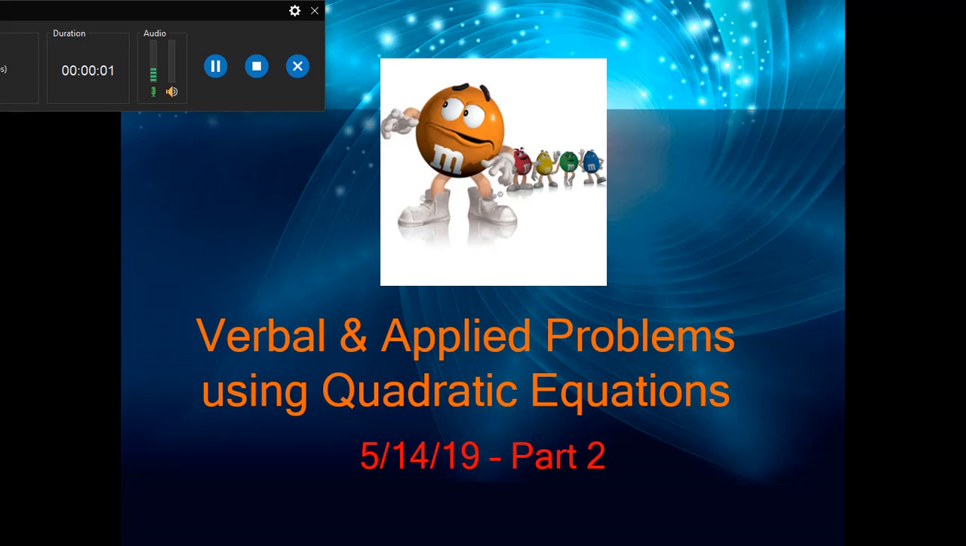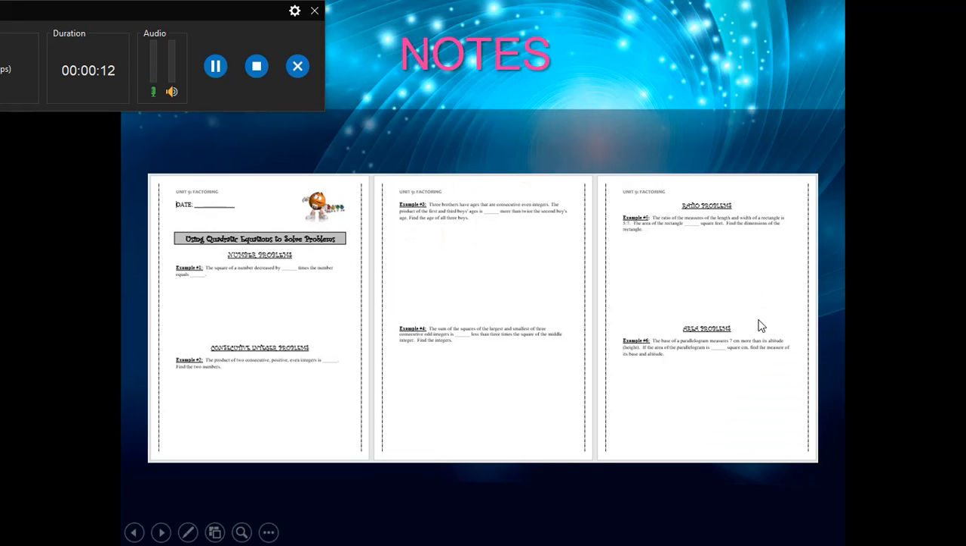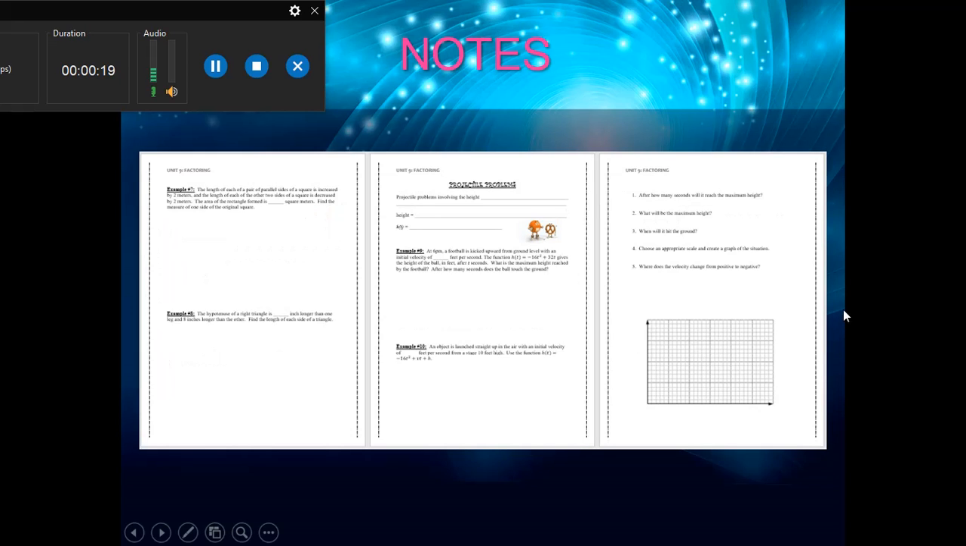Today we're going to continue part 2 of verbal and applied problems with our quadratic equations. You can use the same note packet from yesterday, but we're going to use the data 514 as well. So this is what they looked like. We filled out problems 1 through 4 yesterday. We're going to pick up today with number 5, and this is the rest of the packet.